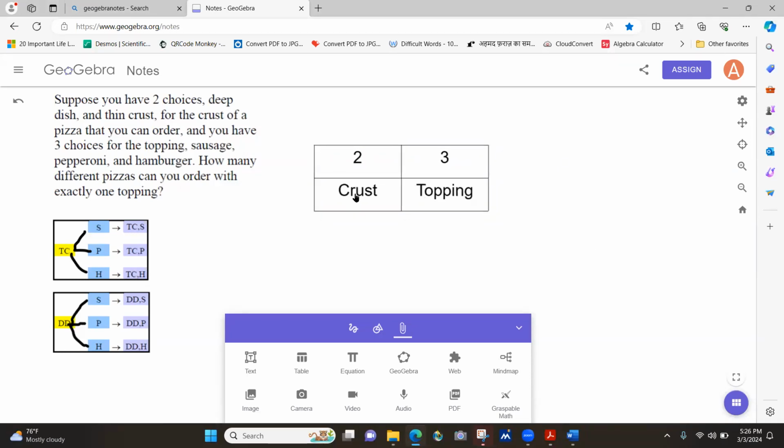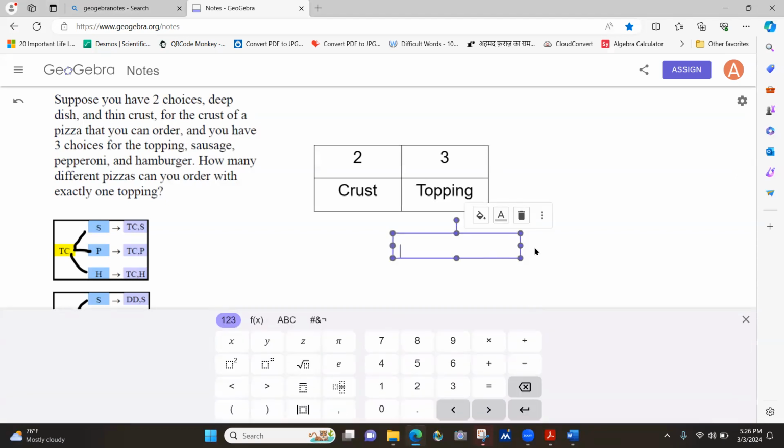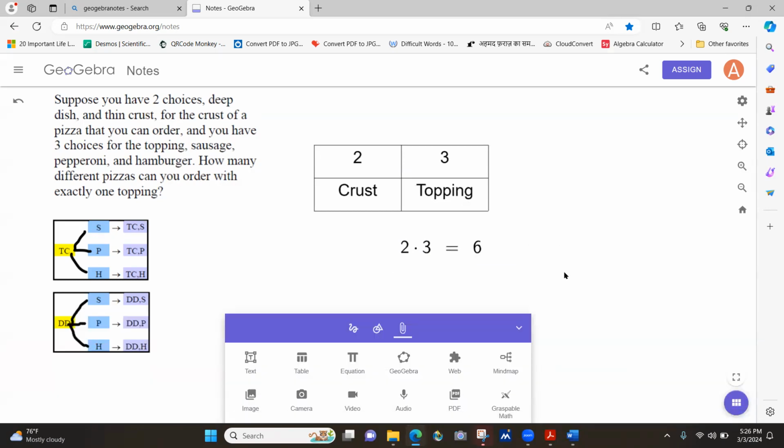You can choose a crust in two different ways. You can choose a topping in three different ways. How many ways can you do both? Well, the answer is 2 times 3 is equal to 6. This is called the fundamental counting principle. Okay. It works a lot better when you use an example.